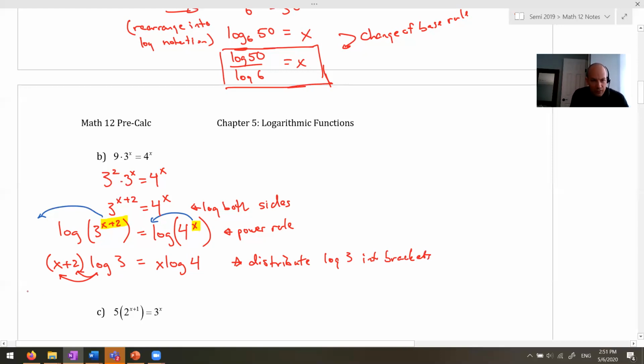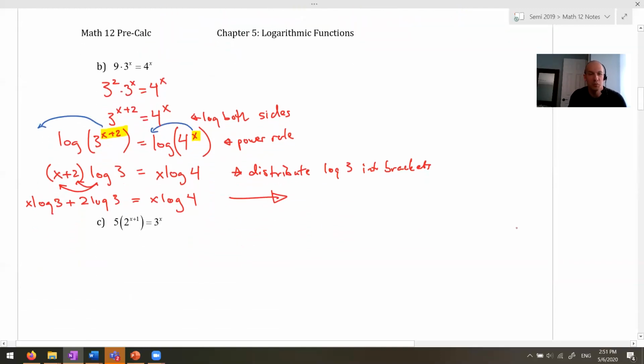Okay, so that's going to give us x log 3 plus 2 log 3. And then the other one over here is x log 4. Okay, we're getting pretty close here. I guess I will just move over there. I probably need a bit more room. But we're going to collect all the x terms on one side.